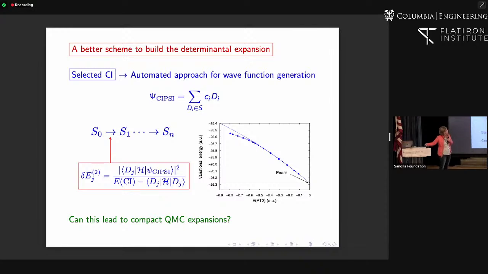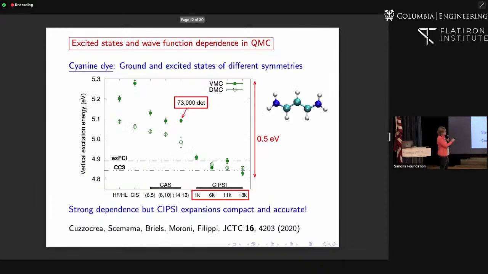Okay, very good. So now here, I'm showing you some results. These are excited states in quantum Monte Carlo for a cyanine dye. The excitation we are looking at is a pi to pi star. They're actually in different symmetries, so effectively I'm doing 2 ground state calculations. And what I'm showing on the x-axis is the use of different wave functions. The exact result, the best estimate we have, is a CC3, and that's an extrapolated full CI.